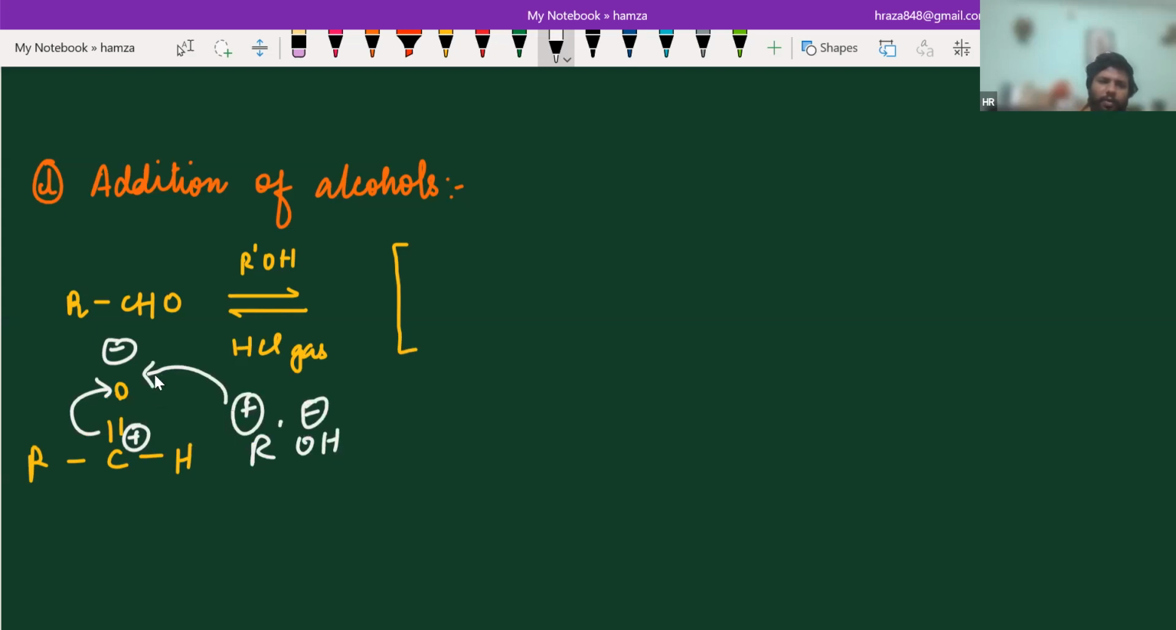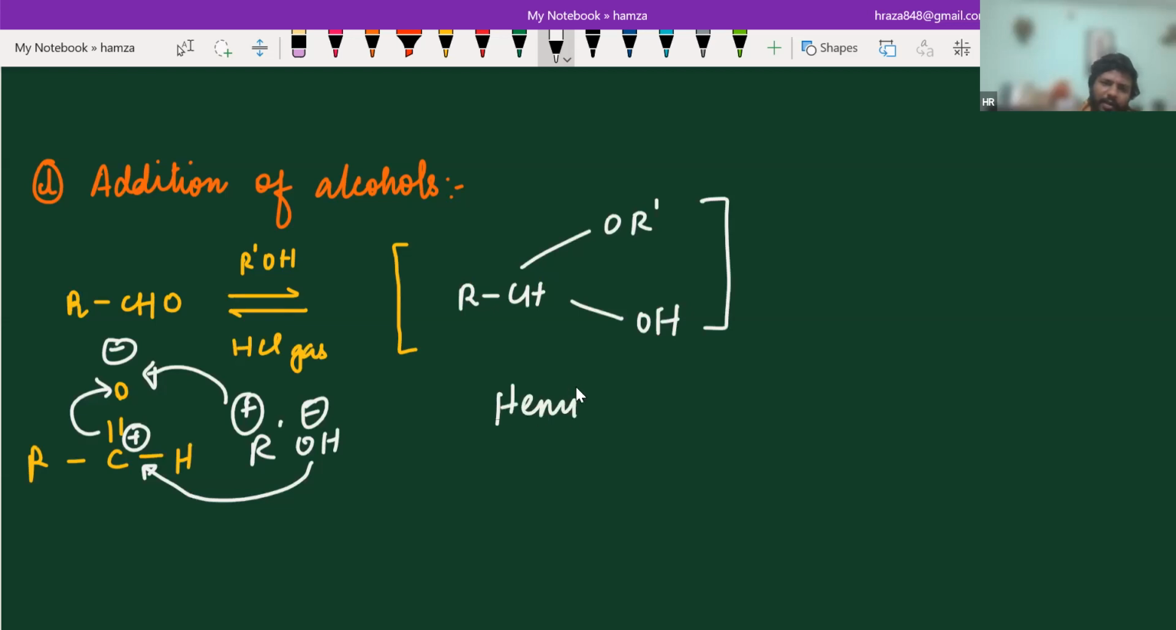So this positive will go with this. As you can see, RCH is there with O minus, OR' is going, and this OH is coming with this. So this forms OH, and this is known as hemiacetal.